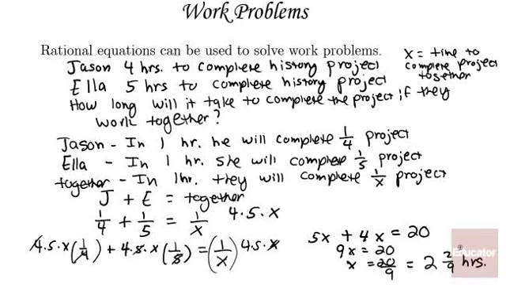And you always want to check and make sure it makes sense. Well, if Jason can get it done by himself in 4 hours, if Ella's helping out, it's going to be significantly shorter. So if these two work together in 2 and 2/9 hours, they'll have the project completed.